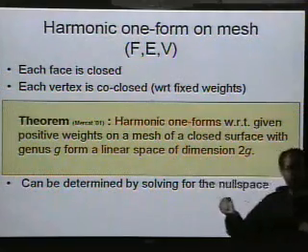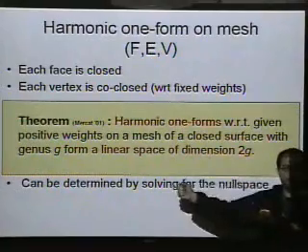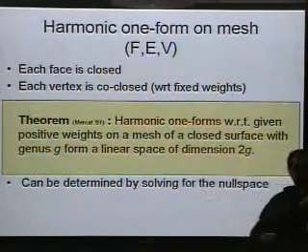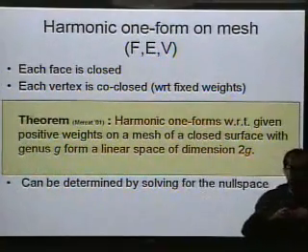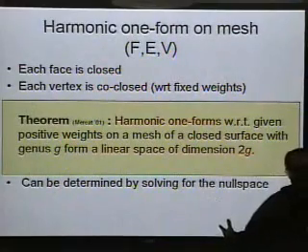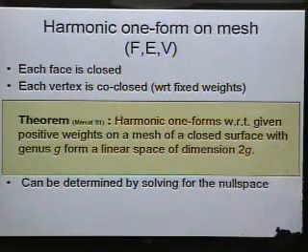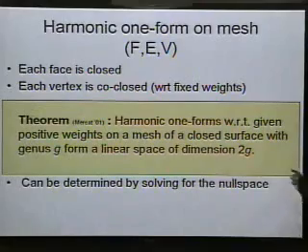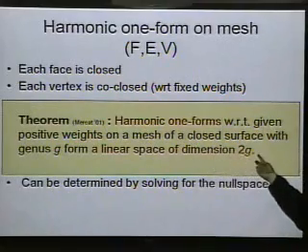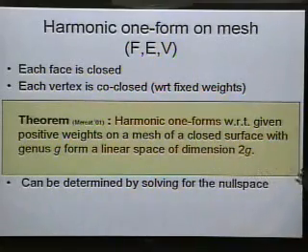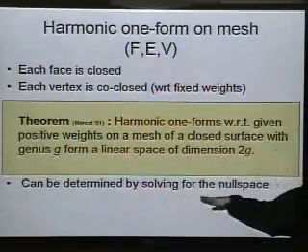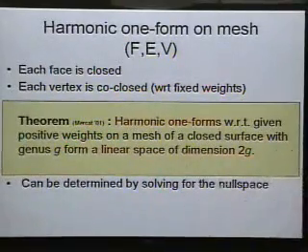So if I can find 2 harmonic one forms and I add them up, I get another one which is harmonic. Or if I take a harmonic one form and multiply every number by 10, it's still harmonic. So it's a linear space. And in fact, how many elements we need as a basis is 2g. The argument's a little bit involved. It's not my argument anyway, so take it for granted.